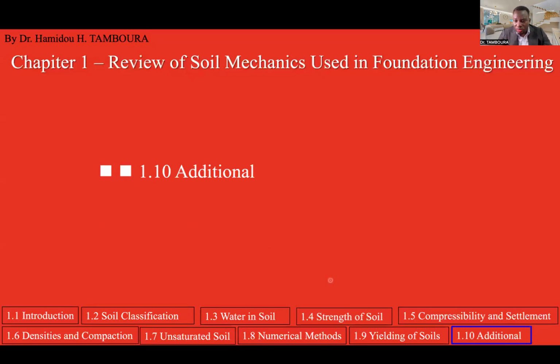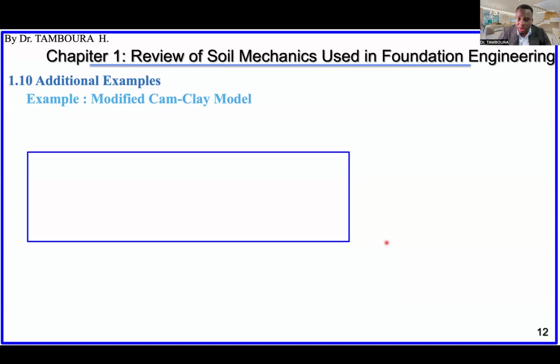Okay, we will now move to one example to finish this chapter. So for this yield function, the numerical modeling, this previous section of this chapter, I think it's important for you to understand the CAP model and the modified Cam clay model. The modified Cam clay model is for clay, and the CAP model can cover a large range of soil. Okay, so that's why in this example we will talk about the modified Cam clay model.